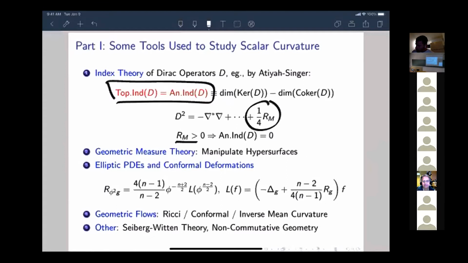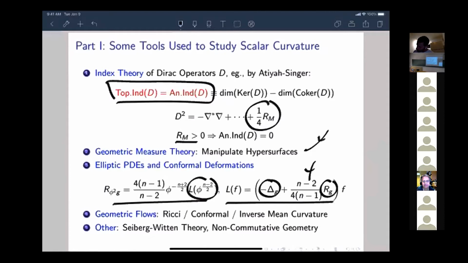So here we're going to do more of the second, so manipulate hypersurfaces. And of course, something that's very useful is the conformal formula for the change in the scalar curvature under a change of the metric, which is a conformal change. So this is the formula you get for the change in the scalar curvature, where L can be read off from what's called the conformal Laplacian, which involves the ordinary Laplacian and the scalar curvature with this coefficient here. But of course, there are other things that you can do, and I won't be talking about either of these two. But some people in the audience have worked on these.